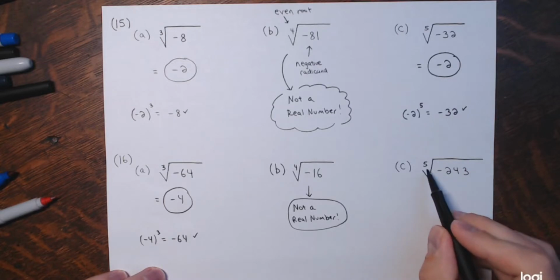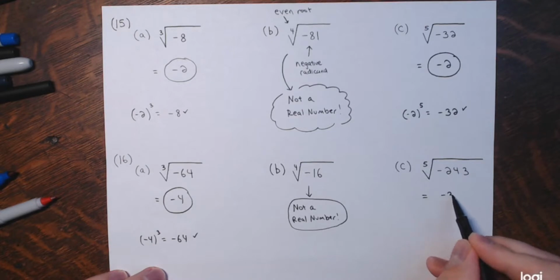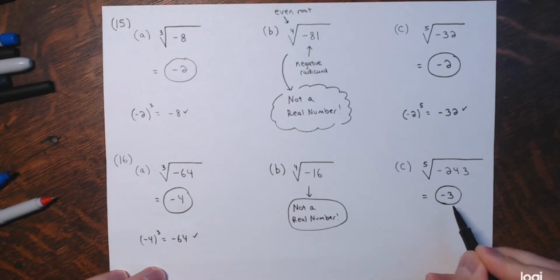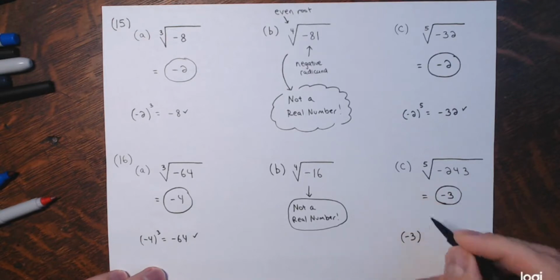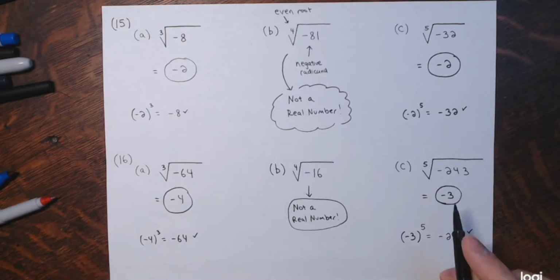Part C, odd root again, so totally fine. Take the odd root of anything. Fifth root of -243 would be -3. Again, check it out. Take -3, raise it to the fifth power, and would you get -243 back? Absolutely you would. Right. So -3 is the correct result.